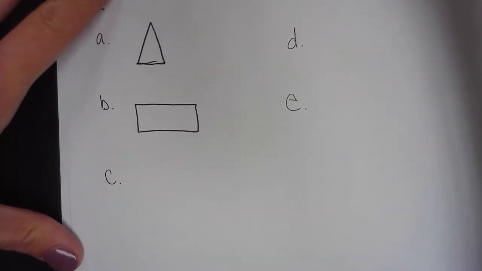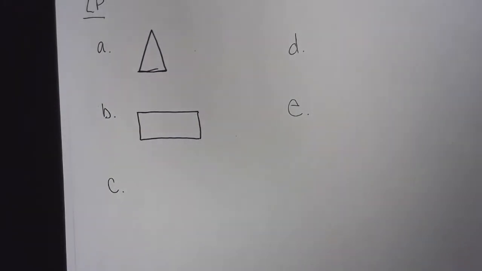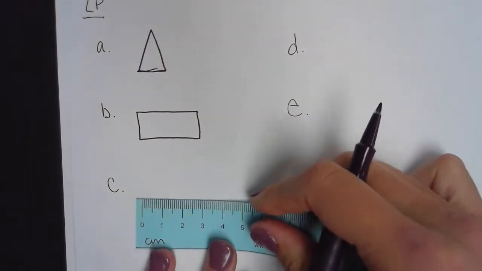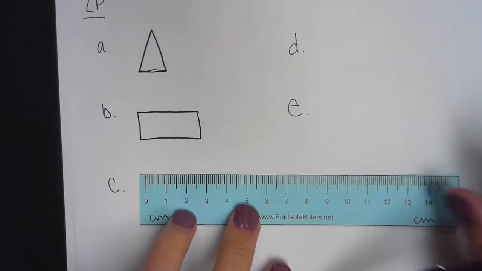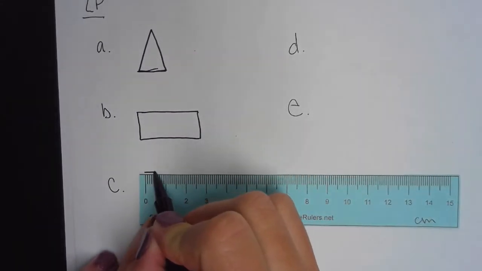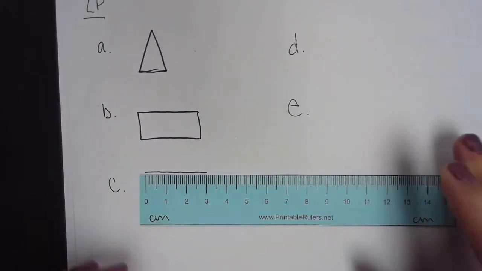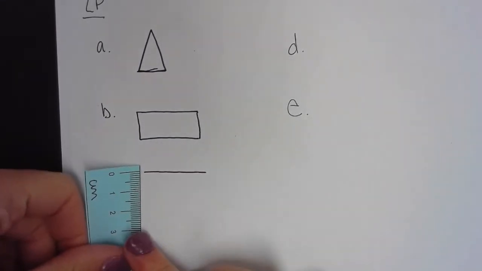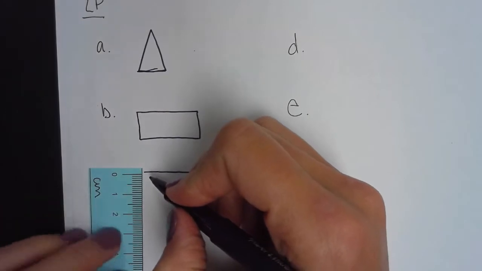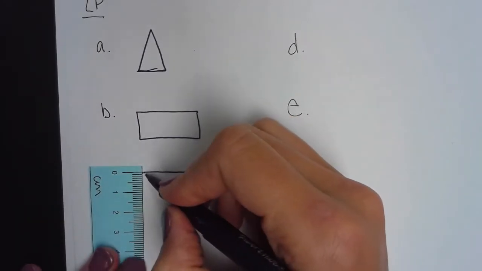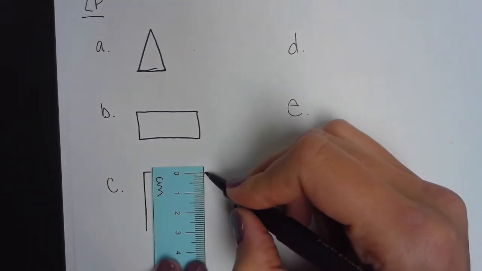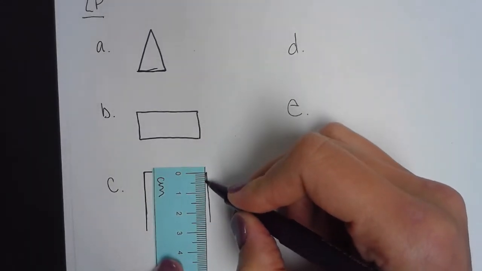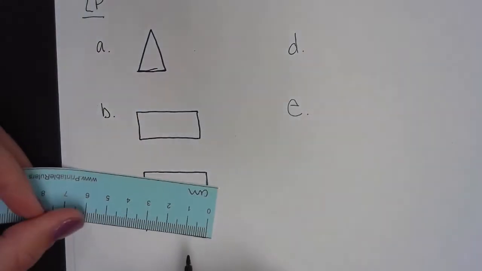C, I'm going to change the directions. I want you to take out your ruler. C, I want you to draw a rectangle whose sides are all 3 centimeters. So I'm going to start at 0, come all the way to 3. Then I'm going to go down, start at 0, go all the way to 3. Same thing here, start at 0, go all the way to 3. And I'll do my last one.